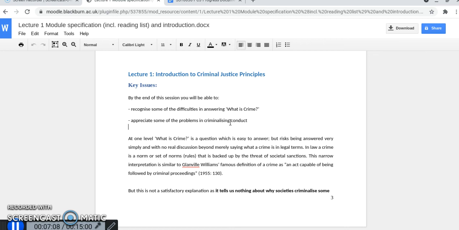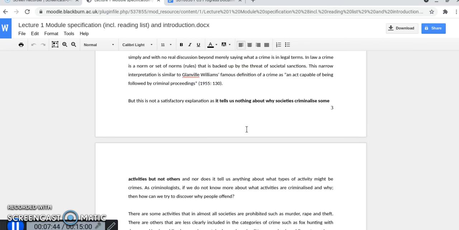So we're looking at this first mini learning outcome, some of the difficulties in answering the what is crime question. For this module, I suppose it's more of a what is justice problem. They're very similar questions. You will be on your way to achieving this first mini learning outcome if you can explain why answering this question is so difficult. There are a few points on page three that you might want to consider.